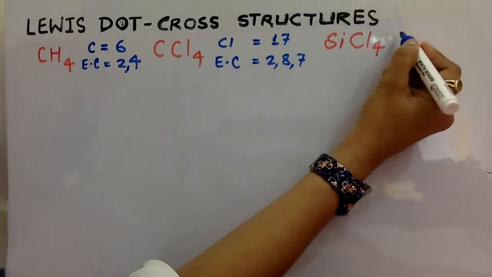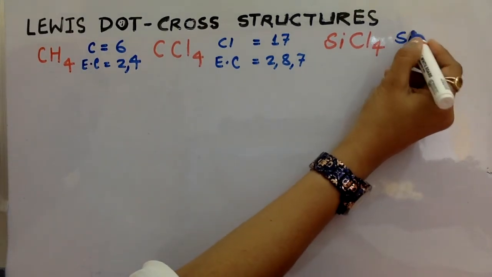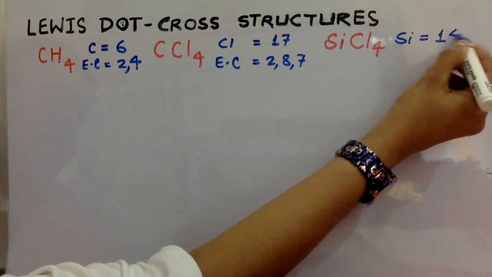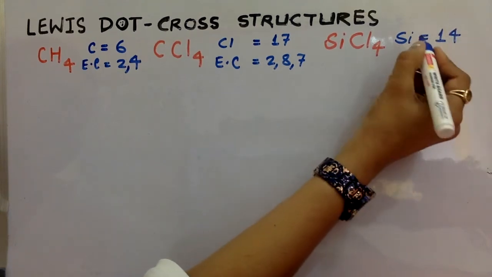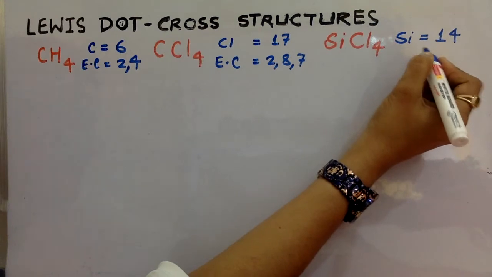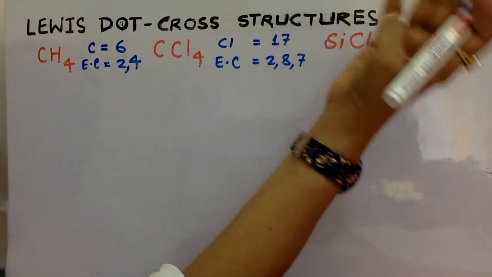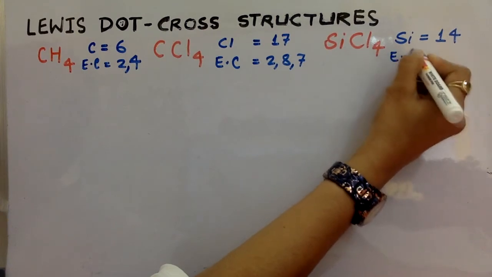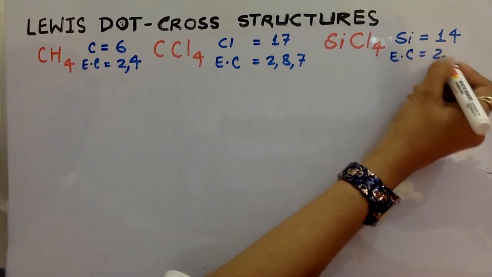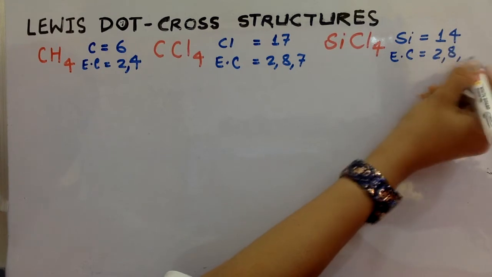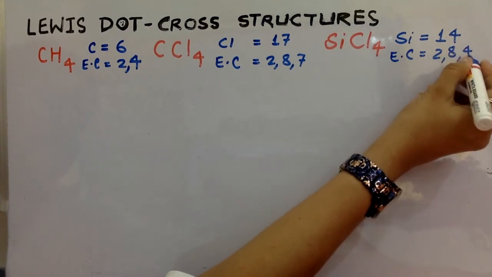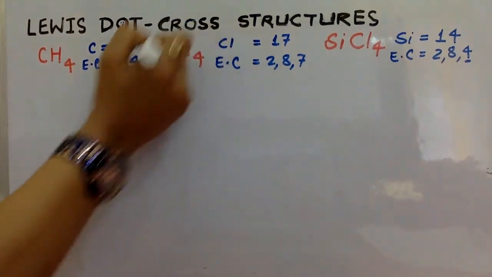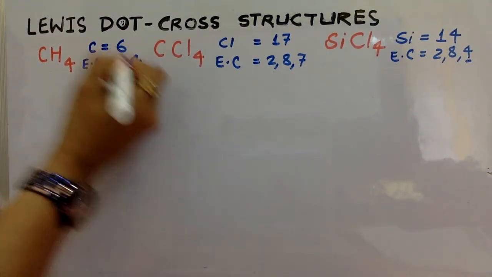Then we need silicon, atomic number is 14. Carbon and silicon both belong to the same family, the carbon family: carbon, silicon, germanium, tin, lead. So electronic configuration 2 8 4. They belong to the same family and hence they have the same number of electrons, that is 4, in their valence shell. You can see.